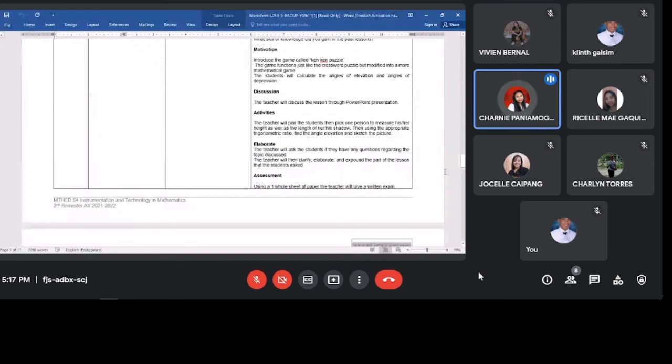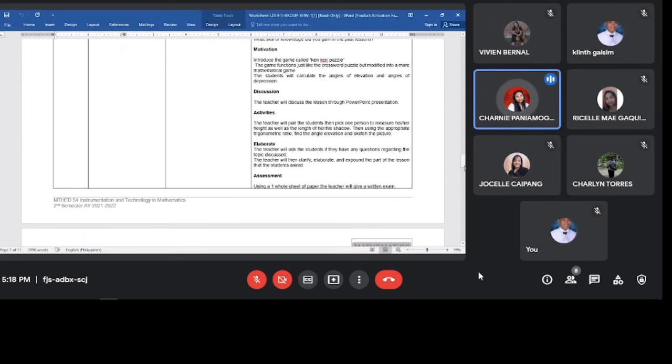For the discussion, the teacher will discuss the lesson through a PowerPoint presentation. After the discussion, activities will be given. The teacher will pair the students, then pick one person to measure his or her height as well as the length of his or her shadow. Then, using the appropriate trigonometric ratio, find the angle of elevation, and sketch the picture.